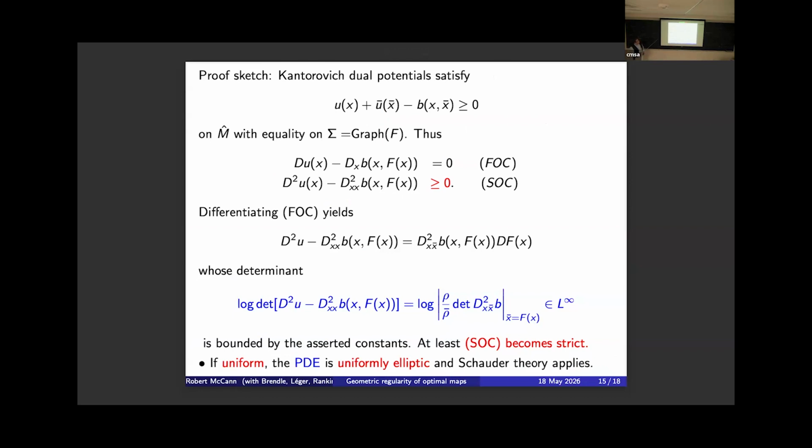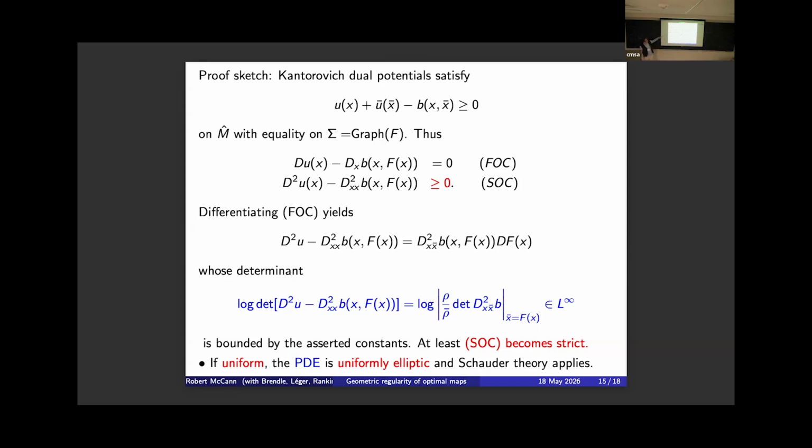Okay, so the proof starts with the optimal dual potentials in Kantorovich's minimization problem. For all x and x bar, this no arbitrage condition says that the sum of the prices has to dominate the benefit. Moreover, equality has to hold on the graph of the optimizer. And so there's a first and second order condition on this graph. The first order condition, if I take the derivatives with respect to x, tells me the x derivatives have to vanish and the second x derivatives have to have a sign.